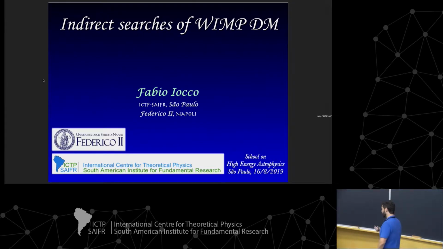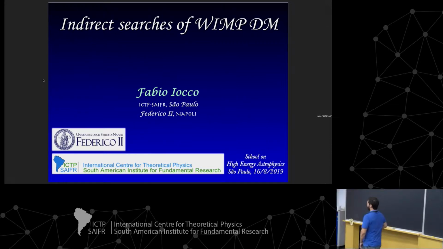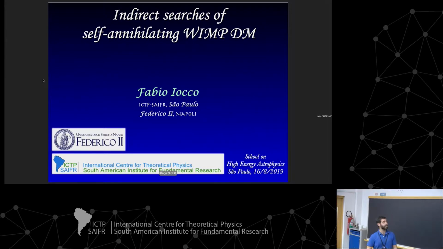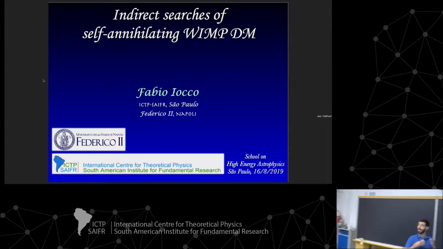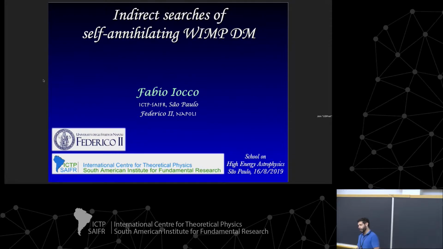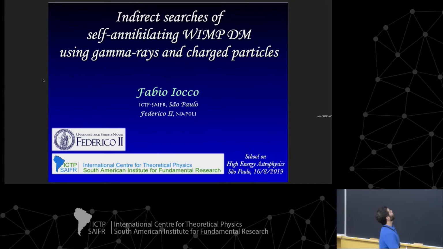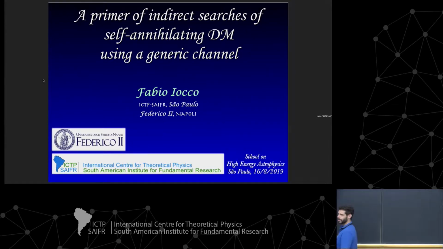And of course, at some point, I was also amended by Carlos, who said, look, this sort of search that you're proposing is not all the ways that exist to look indirectly for dark matter. So he amended my title this way. Okay, so these are indirect searches of self-annihilating, weakly interacting massive particles. And to be even more specific, you should call it in a completely different way, using gamma rays and charged particles. I'm not putting neutrinos because Carlos introduced it, so my class could have this title. But more generically, I think the class is going to have this title.